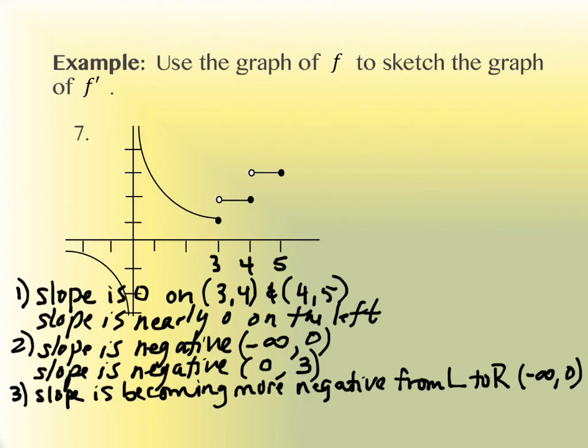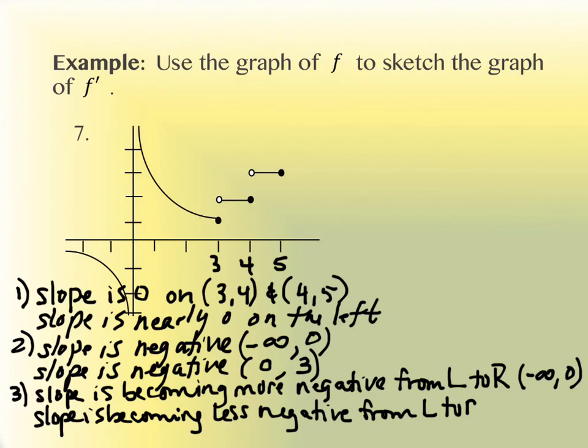Now, that's a little bit different than what's happening on the next piece. On the next piece, what is happening? Less negative, right? It's actually flattening out instead of becoming steeper as you move from left to right. So the slope is becoming less negative from left to right on the interval 0 to 3.